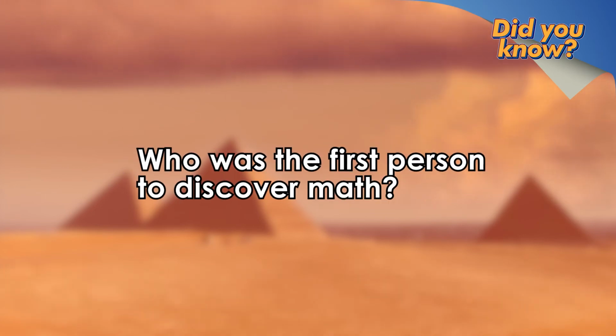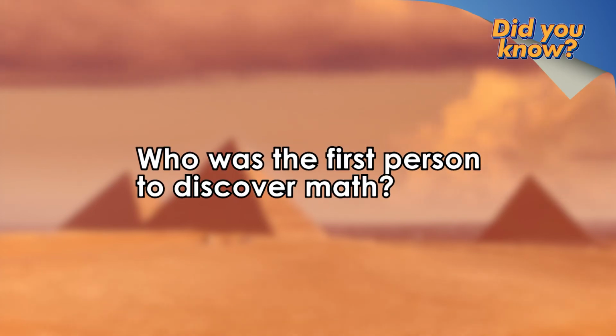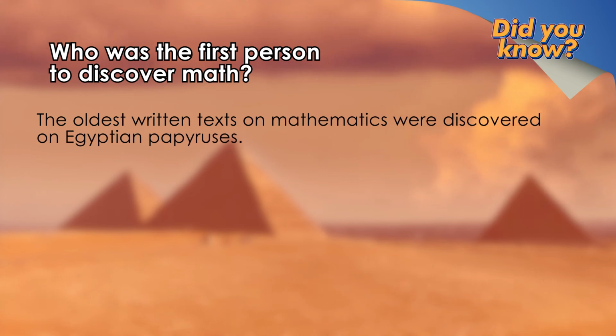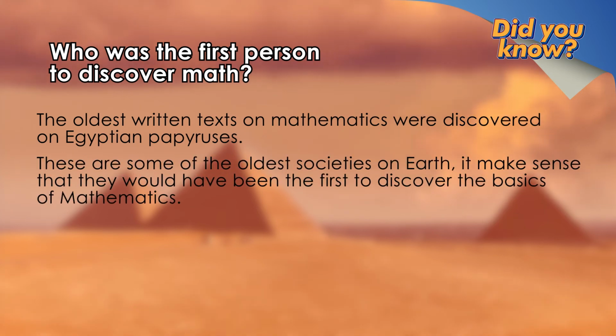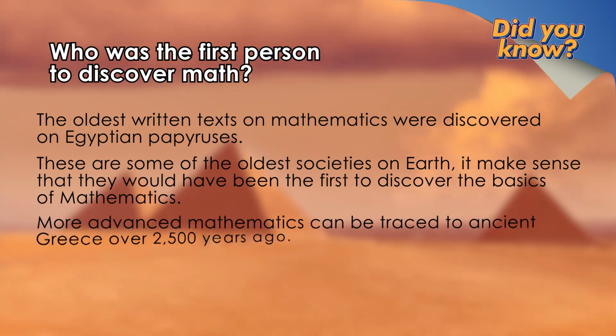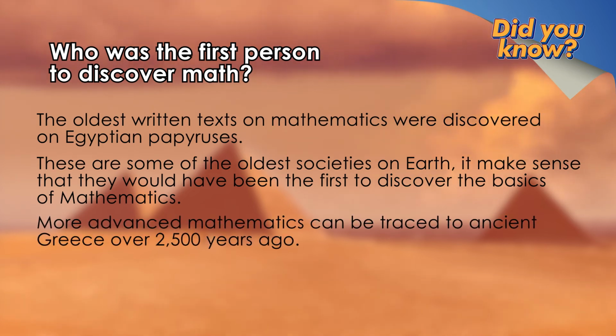Who was the first person to discover math? The oldest written texts on mathematics were discovered on Egyptian papyruses. Since these are some of the oldest societies on Earth, it makes sense that they would have been the first to discover the basics of mathematics. More advanced mathematics can be traced to ancient Greece over 2,500 years ago.